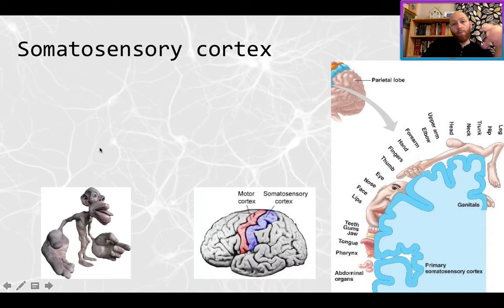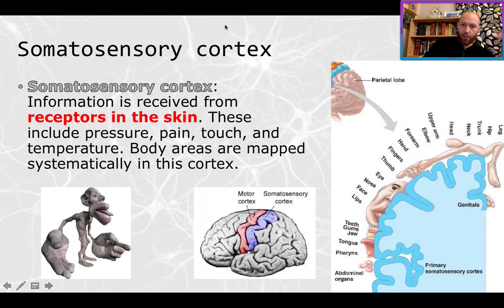Another area of the brain referred to as the somatosensory cortex is responsible for sensation and perceiving sensation. Somatosensory, soma, remember, means body, so somatosensory means body sense. Essentially, information is received from receptors in the skin. These include pressure, pain, touch, and temperature.